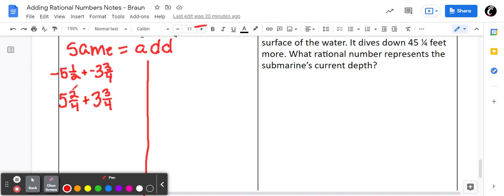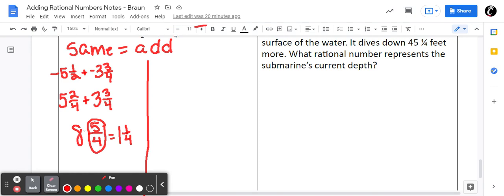I'm going to add my fractions together. 2/4 and 3/4 would give me 5/4, and 5 plus 3 is 8. So now I have 8 and 5/4. Well, 5/4 is actually an improper fraction, so I need to convert that back. 5/4 is equal to 1 and 1/4.